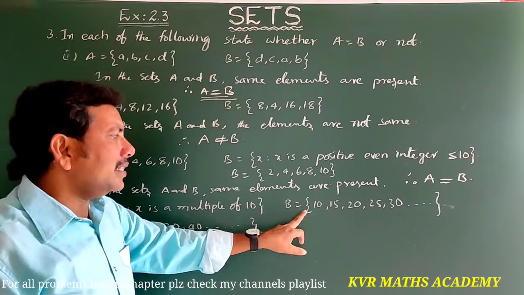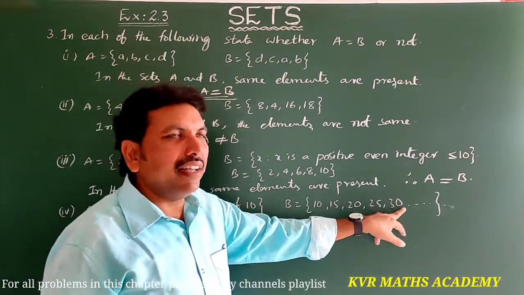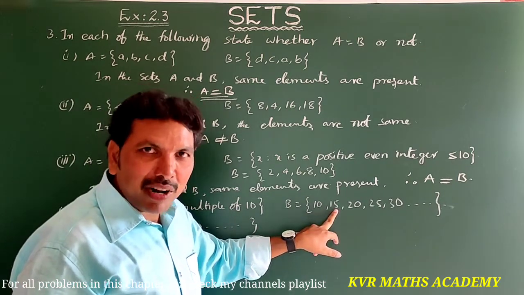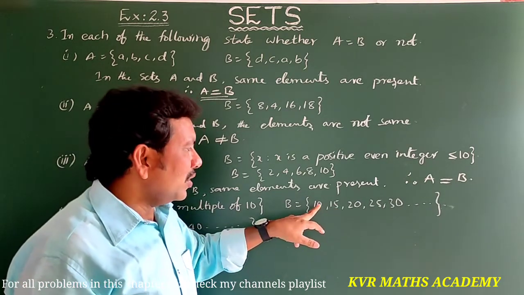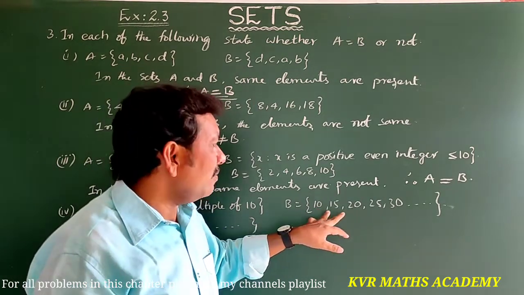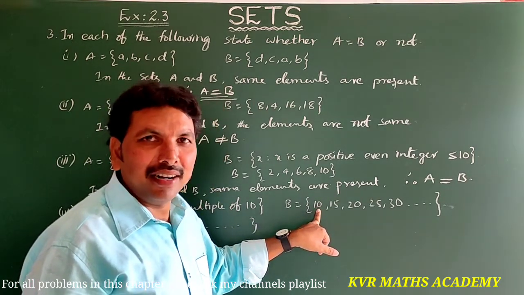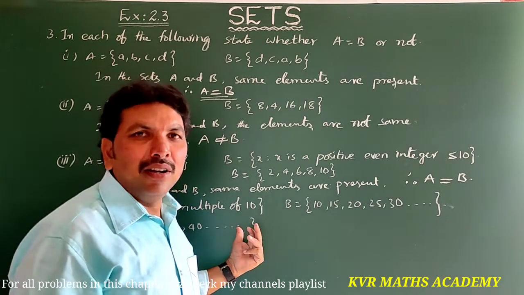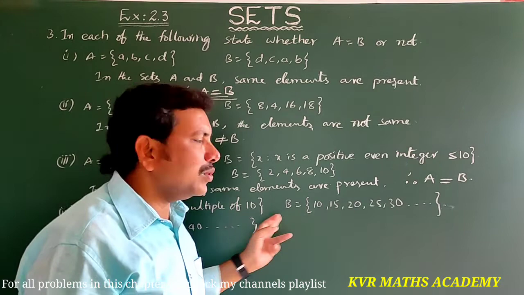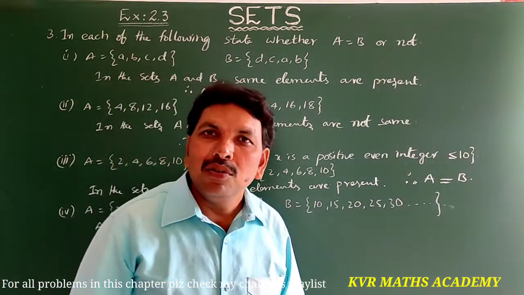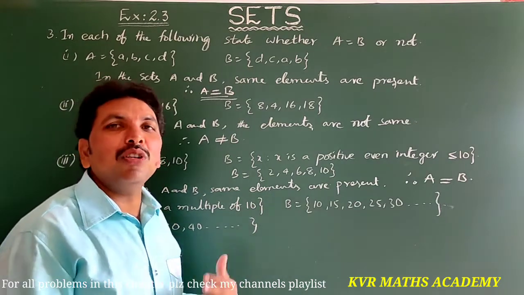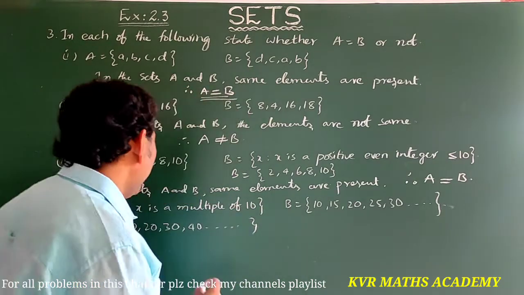But here B is 10, 15, 20, 25, 30 is there. So these are the multiples of 10. 15 is multiple of 10? Not. So here these are the multiples of 5 from 10. Right? So these both are not equal. Why? Because common elements are there, but all the elements are not same. Right?